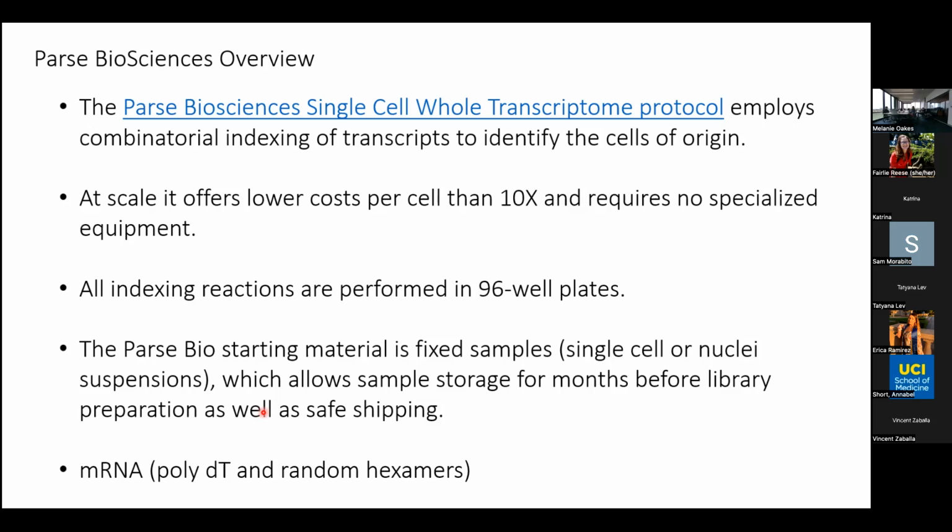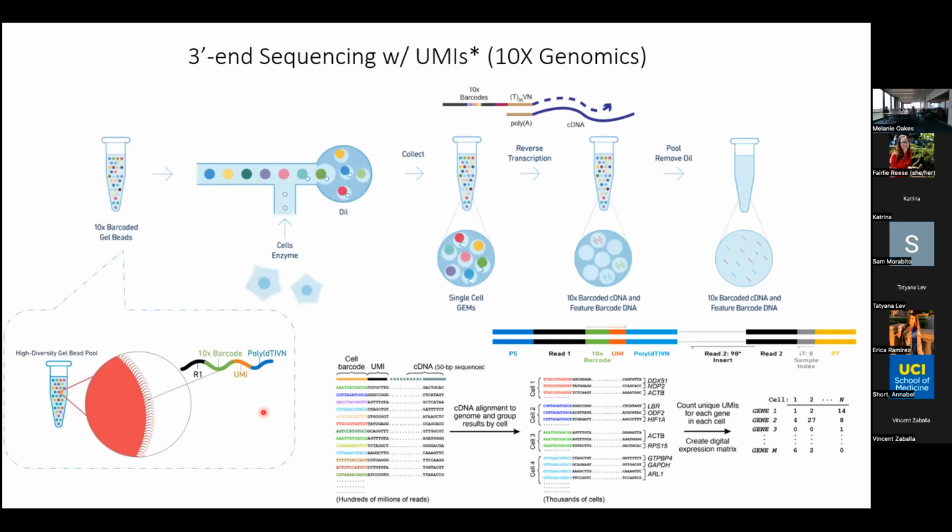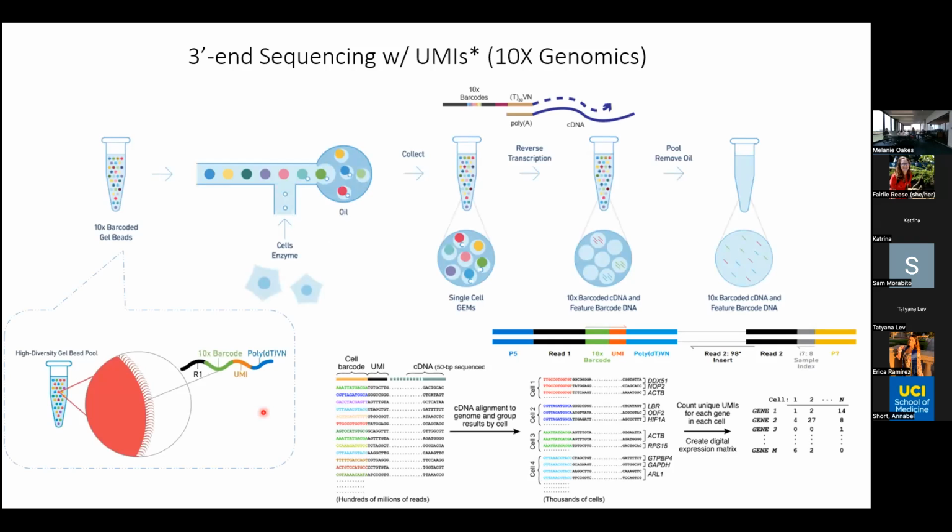There's also random primers. So you're actually getting more sequence of the transcript than you are with 10X. Okay, and I'll show you on the 10X platform. This is why they call it 3' UTR.